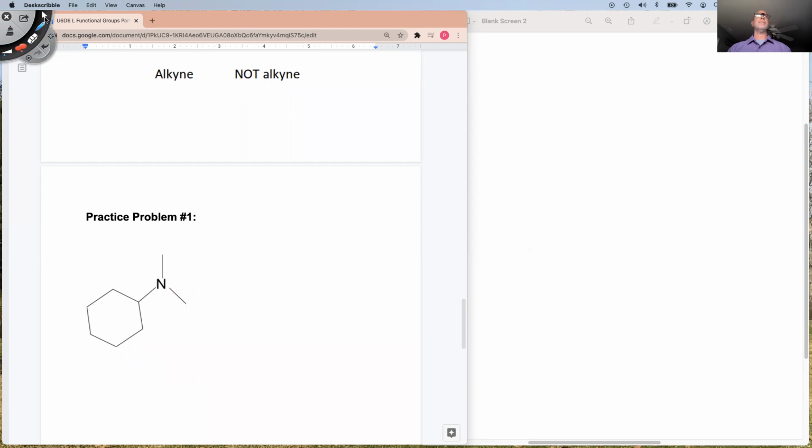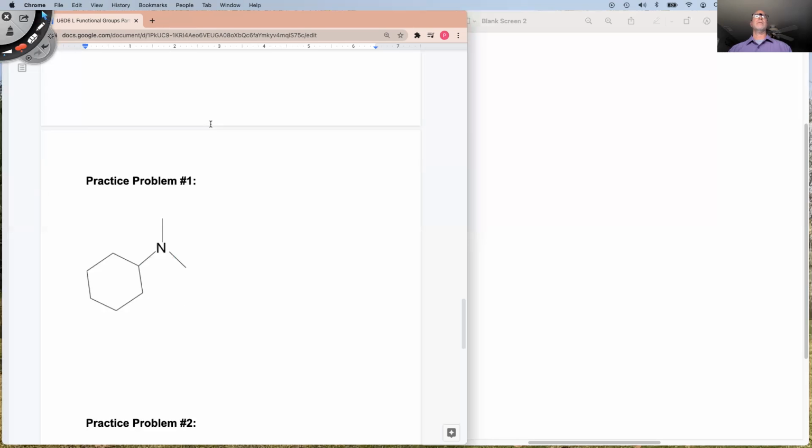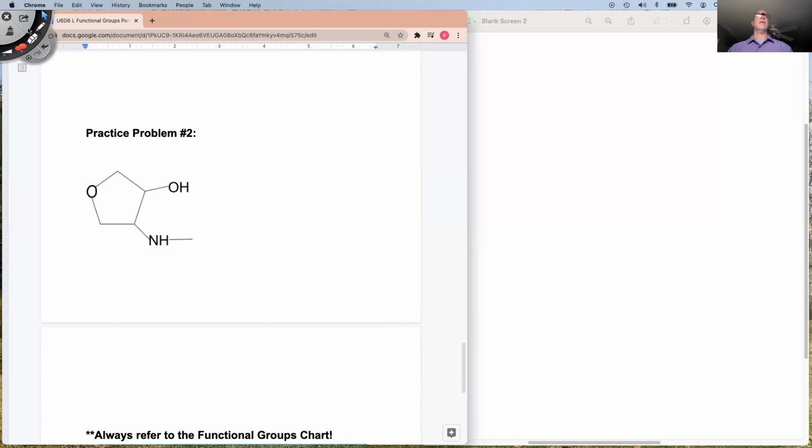So let's take a look at this next one here. Oops, I didn't pause the video, but that's okay. All right, and this next one here, how many functional groups do we have on this one right here? That's right, we have 3 functional groups. Now, what's the name of this right here? What would we call this functional group?